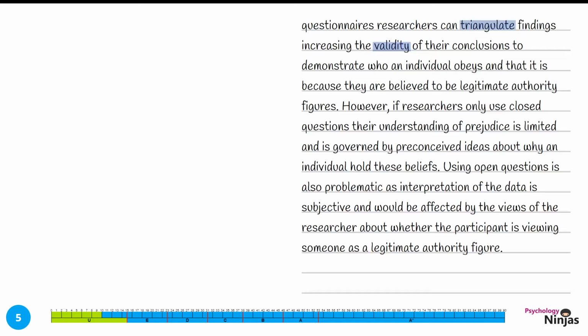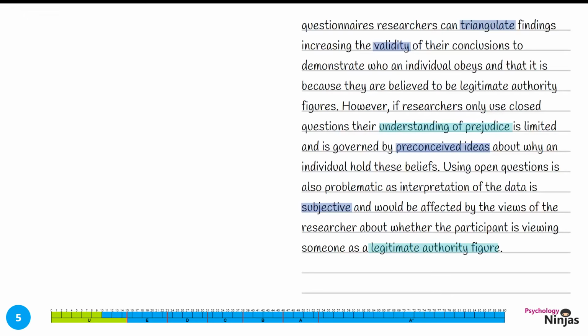We've clearly given a problem with closed questions in terms of preconceived ideas. We've linked that into social psychology by talking about our understanding of prejudice being limited. We've then identified that subjectivity of interpretation of open questions is also a problem. We've clearly given an example appropriate to social psychology once again by talking about whether we view someone as a legitimate authority figure may be different for me compared to you.